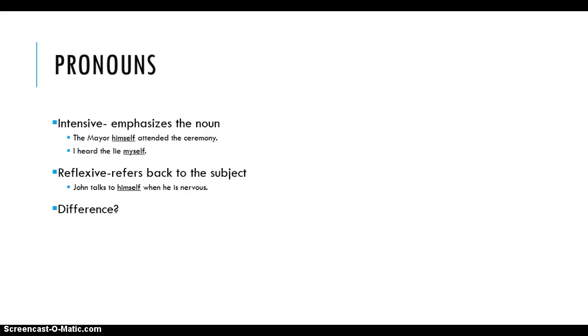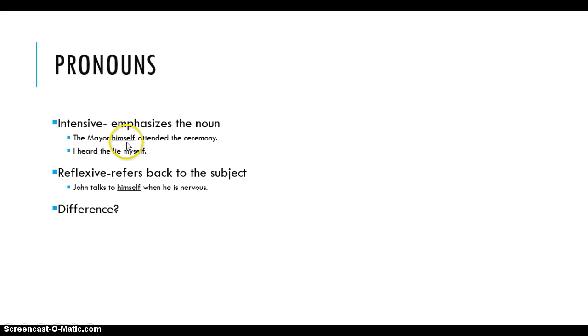And then we have intensive and reflexive pronouns. When we look at these intensive and reflexive pronouns, these words here, himself, myself, we can see that these words are the same. So you want to ask yourself, what's the big difference between them? The difference is that with intensive pronouns, the sentence is still complete without them. Really, they just place emphasis.